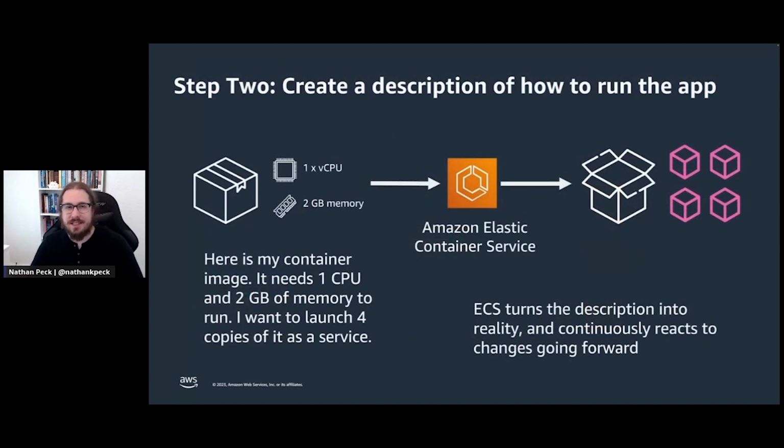So the second step, step 2, is how to create a description of how to run the app. So you have your application artifact, which defines the application, but there's other things that are necessary for the application to run. So the application is probably going to need some CPU. It's probably going to need some memory. You may need to run a certain number of copies of the application. So the description of how to run the application is basically going to be a manifest file that lists out all the settings required by the application to function.